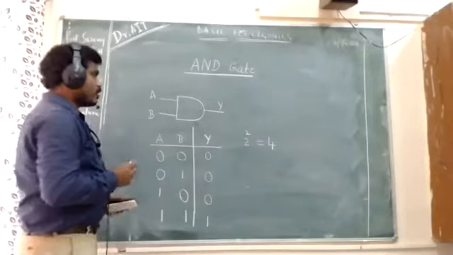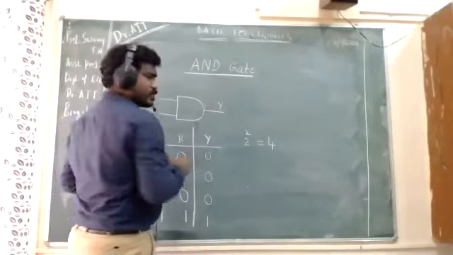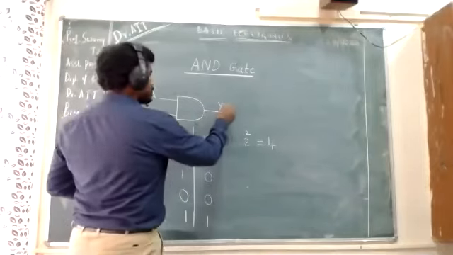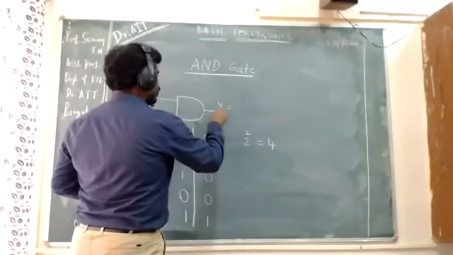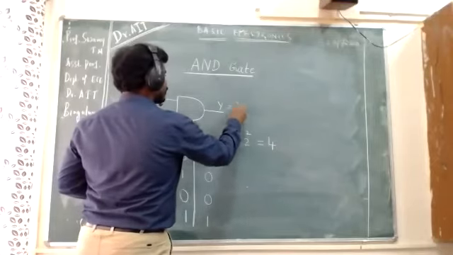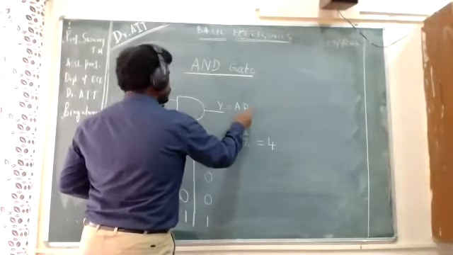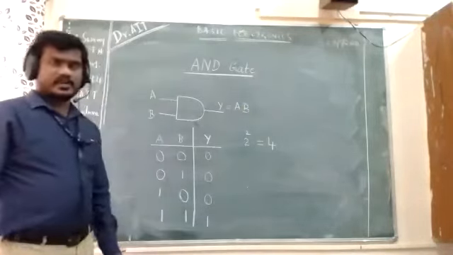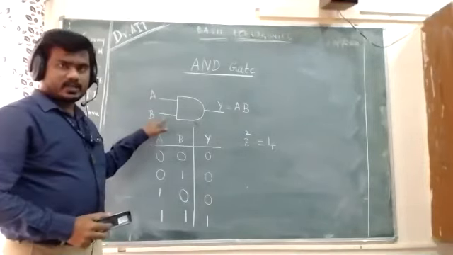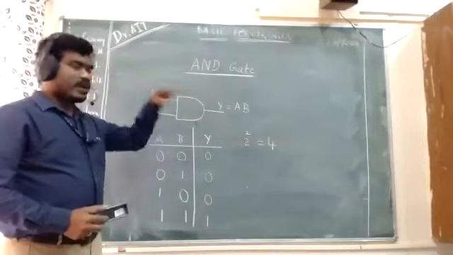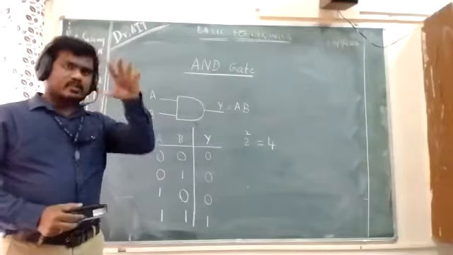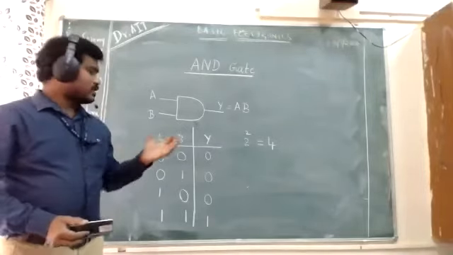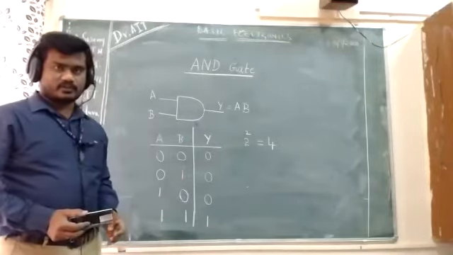Now the logical expression for the AND gate: the AND gate is nothing but a multiplication operator. So Y is equal to A into B. This is the logical expression for the AND gate. In multiplication, if any one number is equal to 0, then the product is 0. The same thing is satisfied here also.